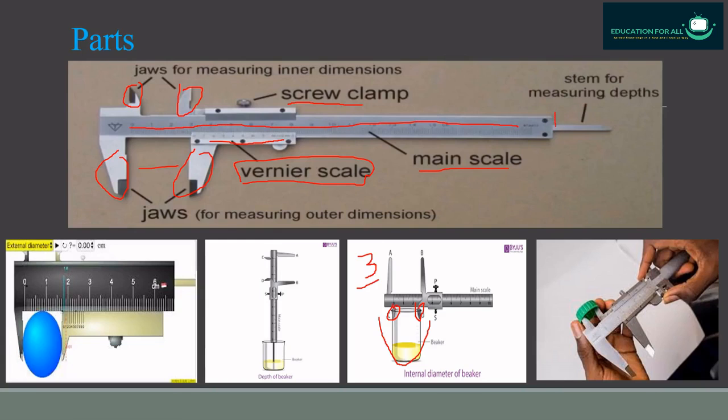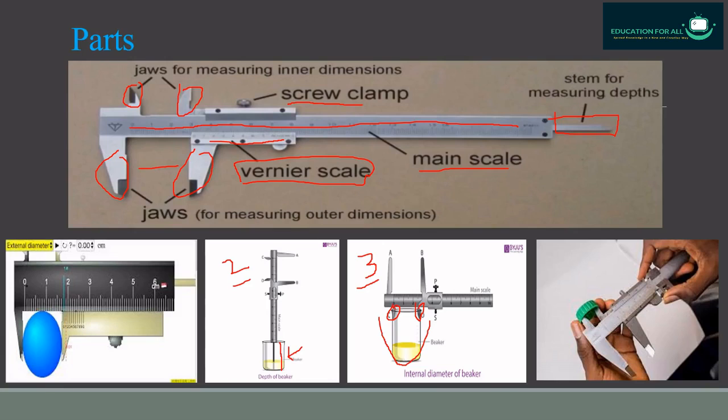And this one, the stem. This stem is used for the measurement of depth. Here in picture 2 you can see it. By putting this into a beaker, you can measure the depth of a beaker.